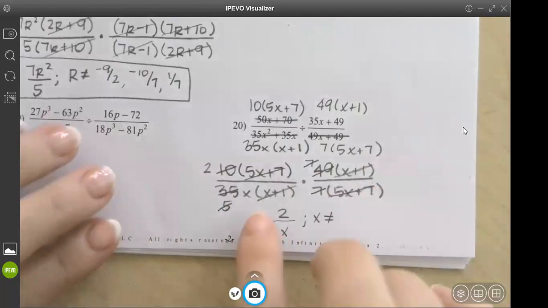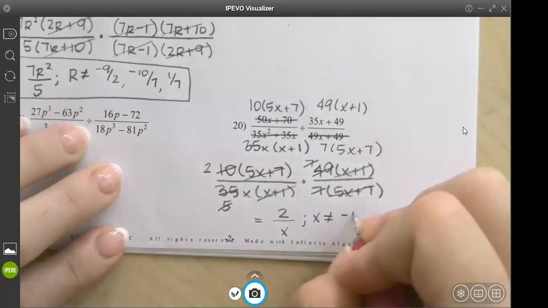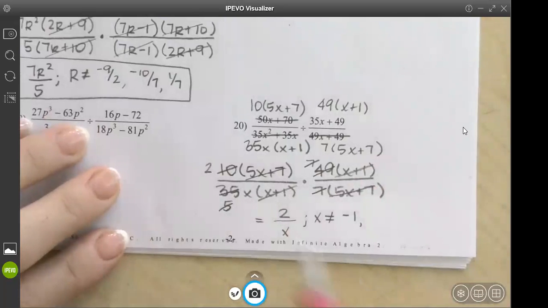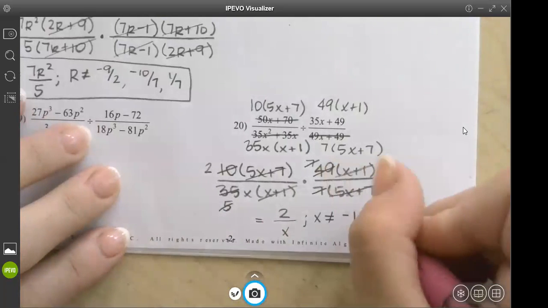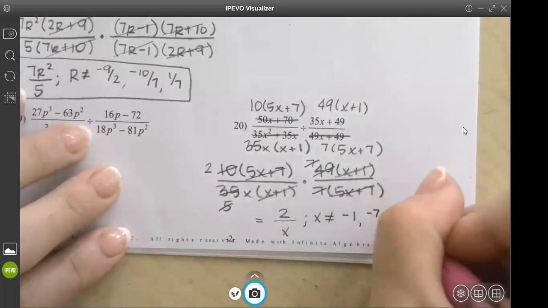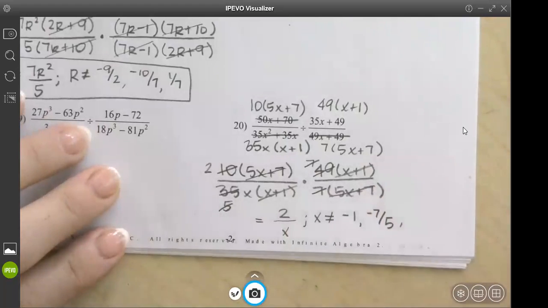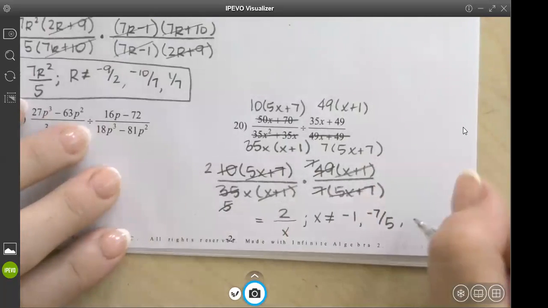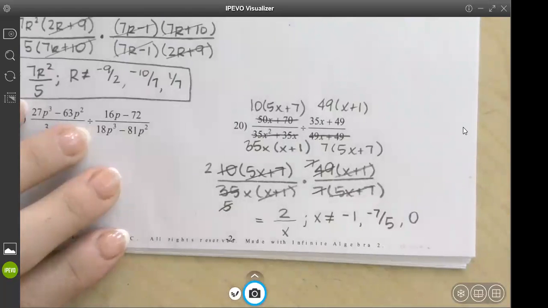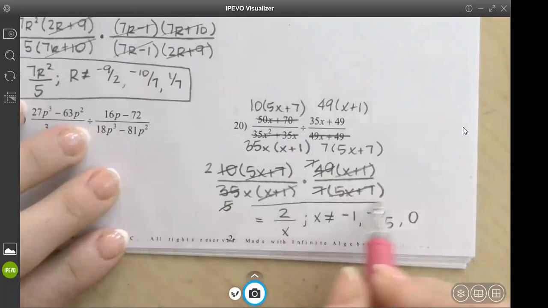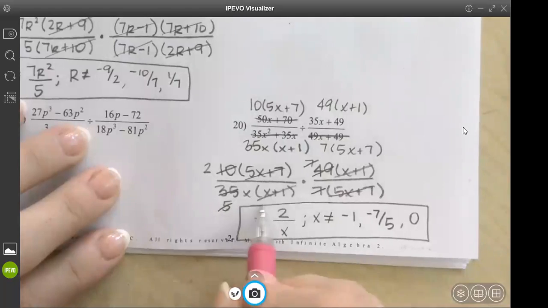Our first point of discontinuity, I had an x plus 1, so it's going to be a negative 1. I marked out 5x plus 7. To solve that, I would subtract 7, divide by 5. Now, when you leave a singular x or mark out a singular x, it's going to be a 0. So this is your final answer.